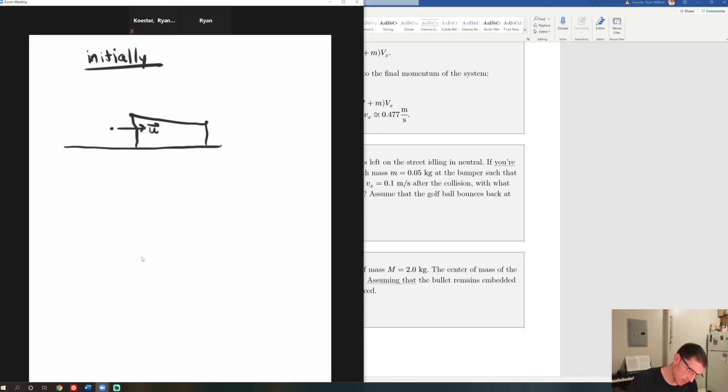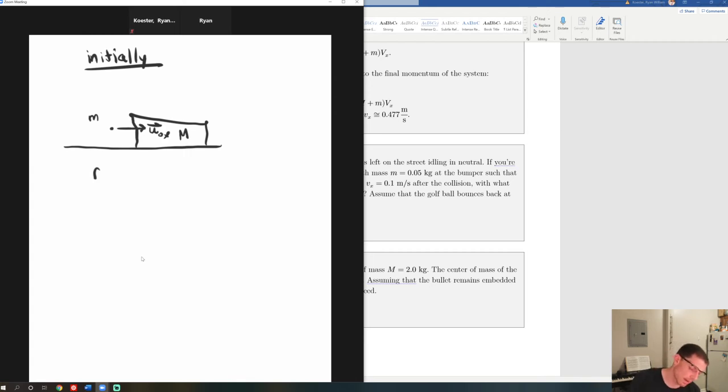U initial in the x direction, the x component. And this has mass little m, and this car has mass big M. And notice that the car, I tried to make it clear in the sketch, but maybe it's not, is not moving, right? It's just there. And so this could be perhaps what your sketch looks like.